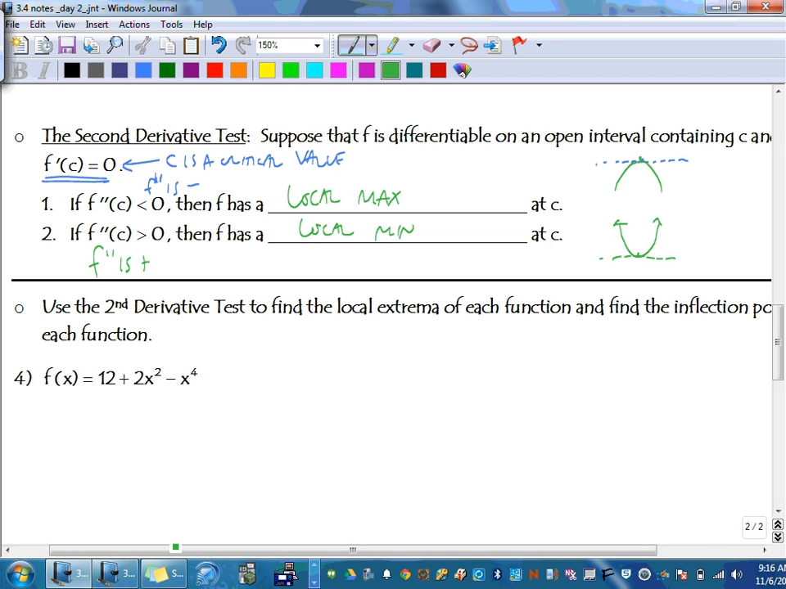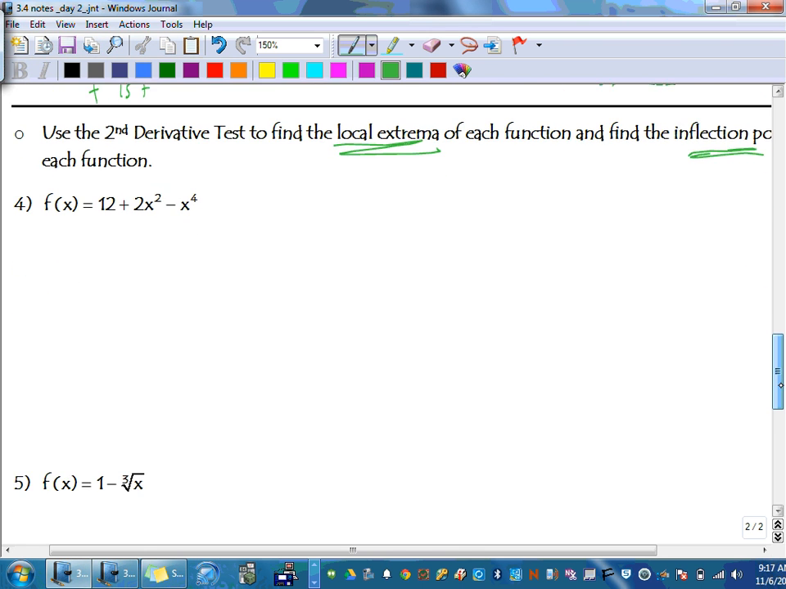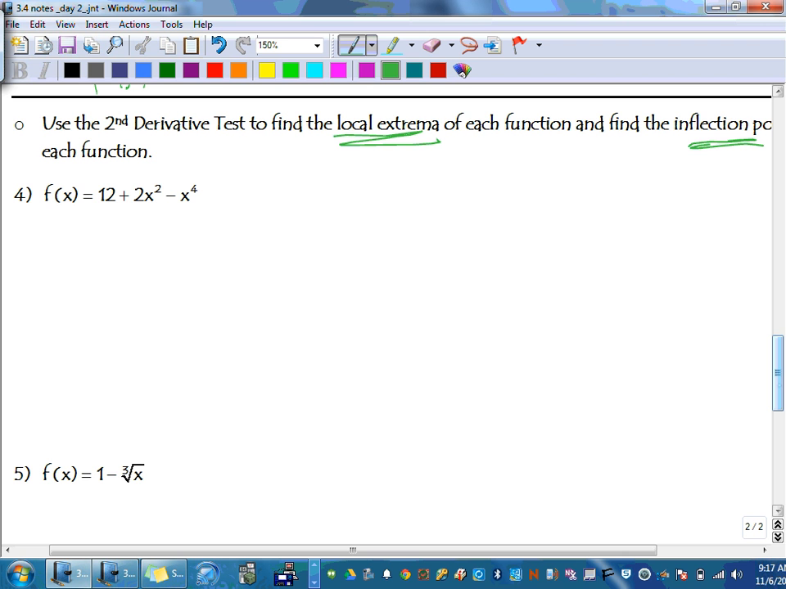This asks us to do a couple things. It asks for the local extrema, so local min, local max, and the inflection points. We're not going to necessarily get to the inflection points with the time we have left. So let's just figure out the local minimum and maximum. So first we're going to find the derivative.